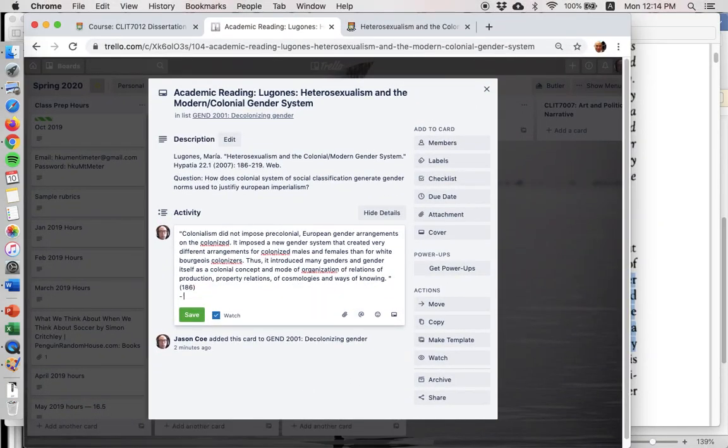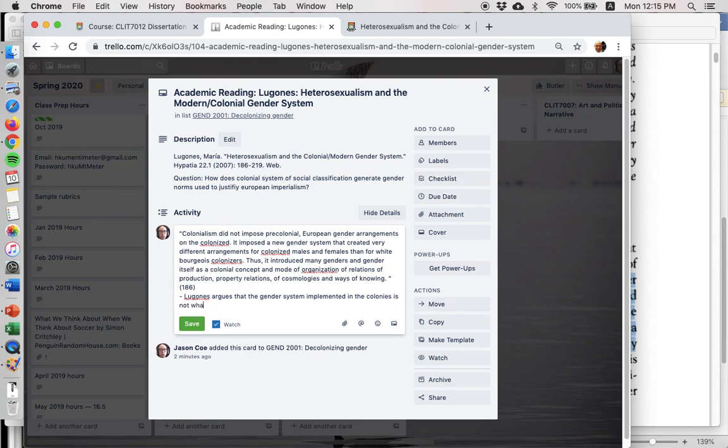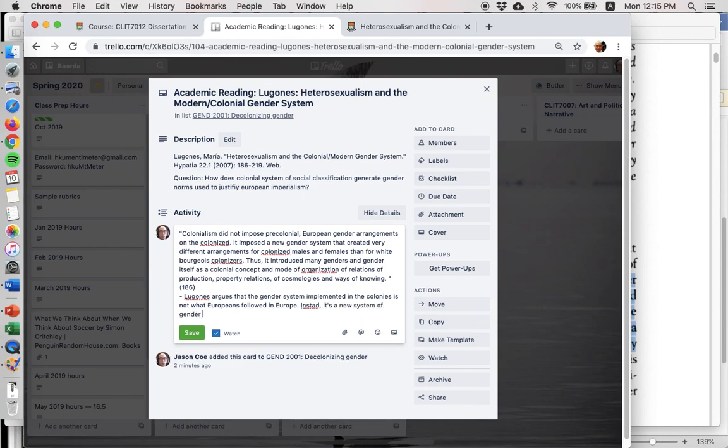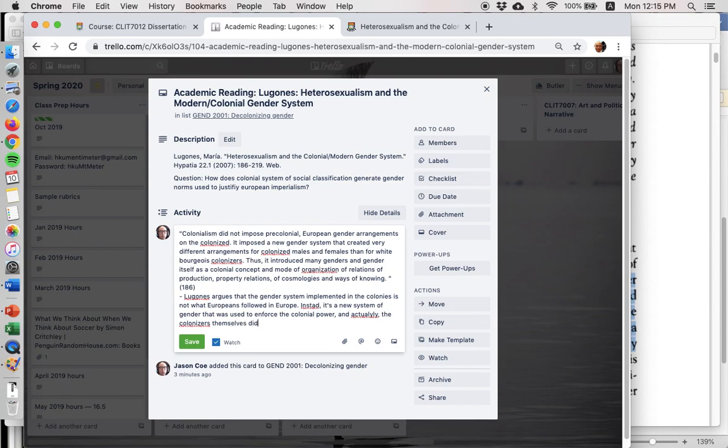And then I'd write something. I'd be like, okay, Lugones argues that the gender system implemented in the colonies is not what Europeans followed pre-colonially, before they colonized. Instead, it's a new system of gender that was used to enforce the colonial power, and actually the colonizers themselves didn't even use this gender system. Okay, so that's a really important point, all right? So I say that, okay?